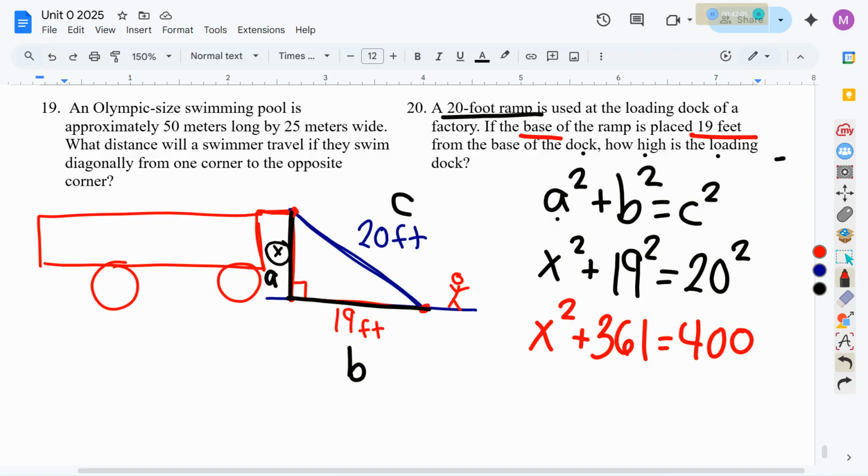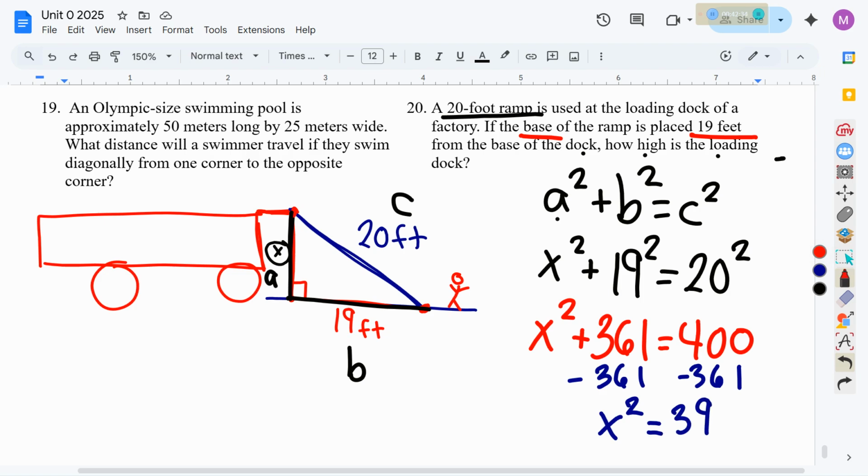So what do I want? I want to get x, right? But I don't have x. I have all this other stuff in the way. I have this 361, so I want to get rid of that. I want to eliminate that, and if I do, what I'll have is a one-step equation. So I took away the 361 so that I would have x squared by itself, but now we have to do 400 minus 361, and that gives me 39.